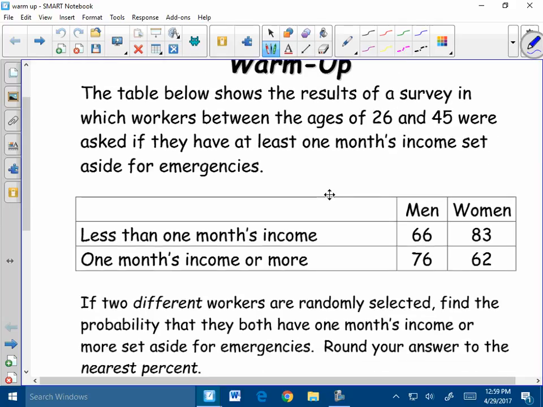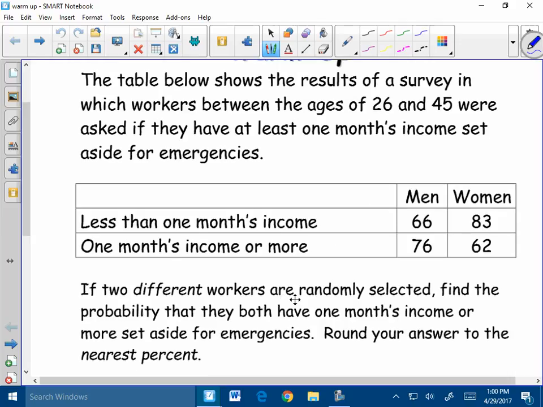It says the table below shows the results of a survey in which workers between the ages of 26 and 45 were asked if they had at least 1 month's income set aside for emergencies. And we have this little chart here that shows the men versus the women, less than 1 month's income or 1 month's income or more. And then it says if two different workers are randomly selected, find the probability that they both have 1 month's income or more set aside for emergencies. Round your answer to the nearest percent.